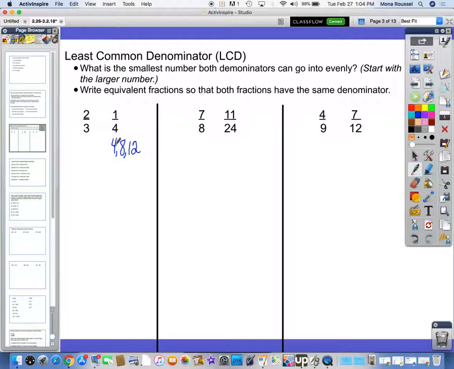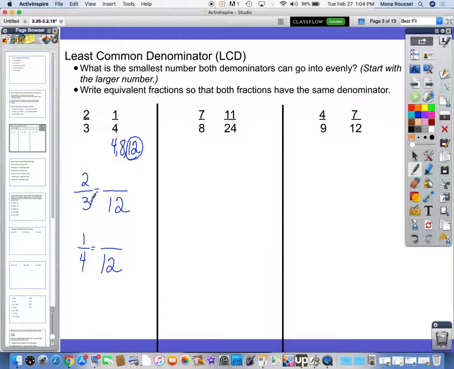We said 3 could not go into 4 evenly, 3 could not go into 8 evenly, so we went to the next multiple of 4, which was 12, and 3 can go into 12 evenly. So that's going to be the least common denominator that we are going to change 2/3 and 1/4 into. I'm going to change them both into 12s. This would make them into like fractions.